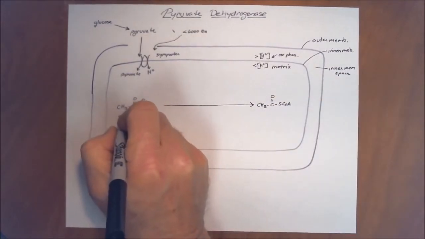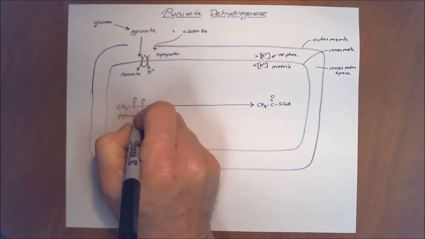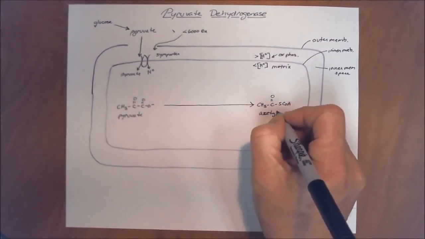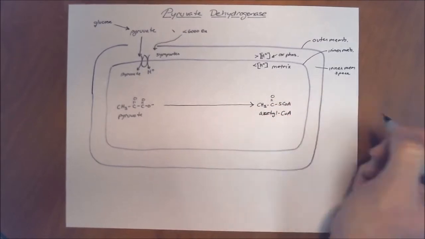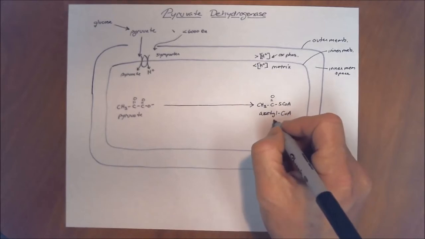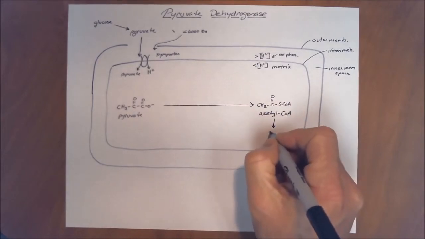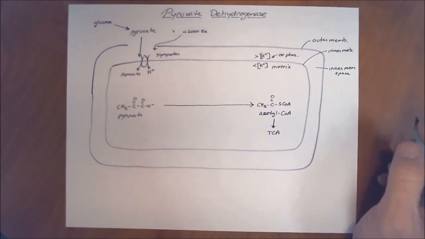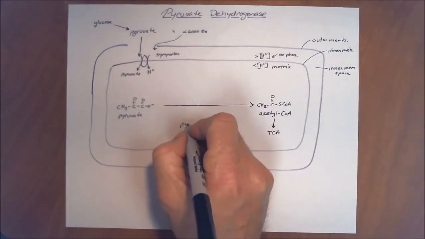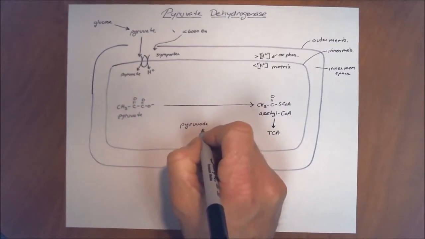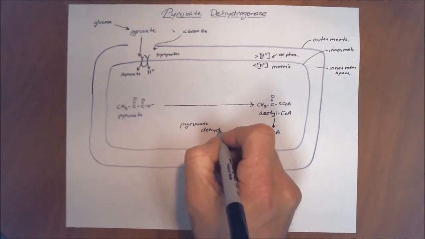So here's our pyruvate. Here's our acetyl-CoA. This step is necessary in order to take the acetyl-CoA and place this into the TCA cycle. The enzyme that does this reaction is the topic of this video, pyruvate dehydrogenase.